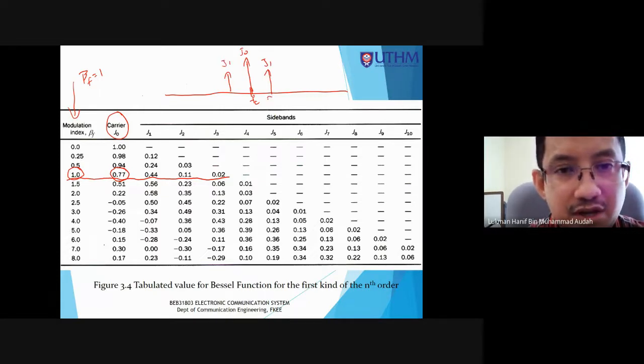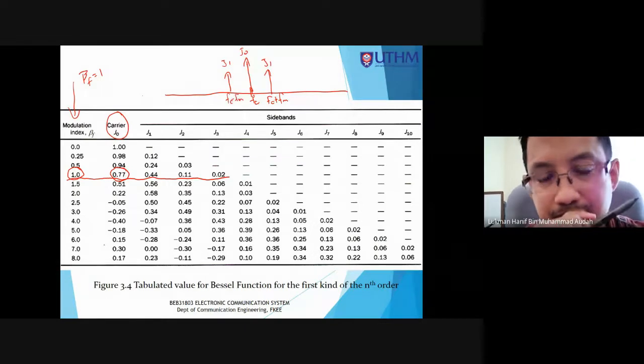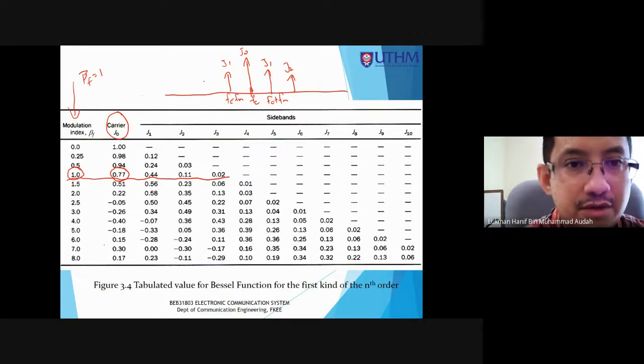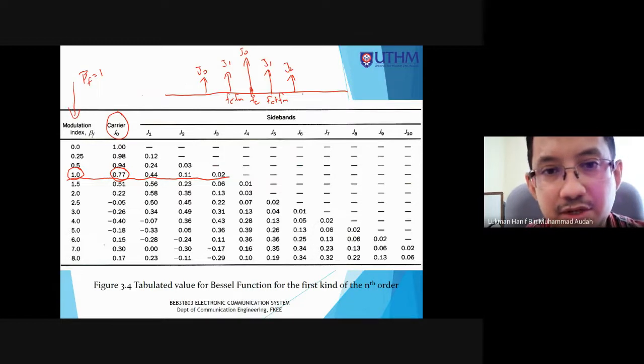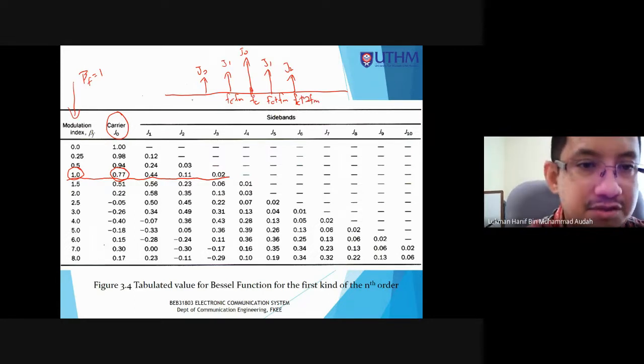Okay, this is FC plus FM. This is FC minus FM. Okay, and then I'm going to have another one here, J2. Over here is also J2. This pair, this pair, so that means here is FC plus 2FM, and FC minus 2FM.